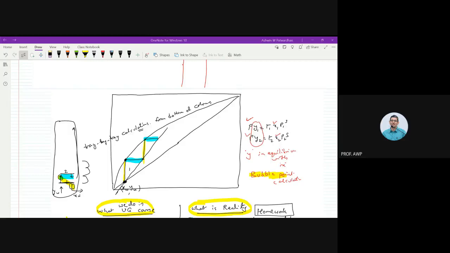Anyway, okay, so what is your doubt? Could you explain this step once again, how to do this tree calculation, the stage-by-stage calculation?